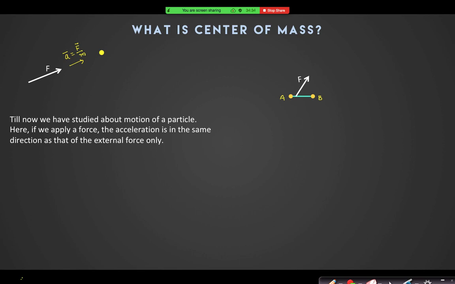Now can you say that all the particles A and B will follow this force? Will particles A and B both follow the direction of the force F? No, sir, definitely not. If you also try to give a force F on your pen, in any direction, at any point, you can see that the entire pen will not move in the same direction, right?